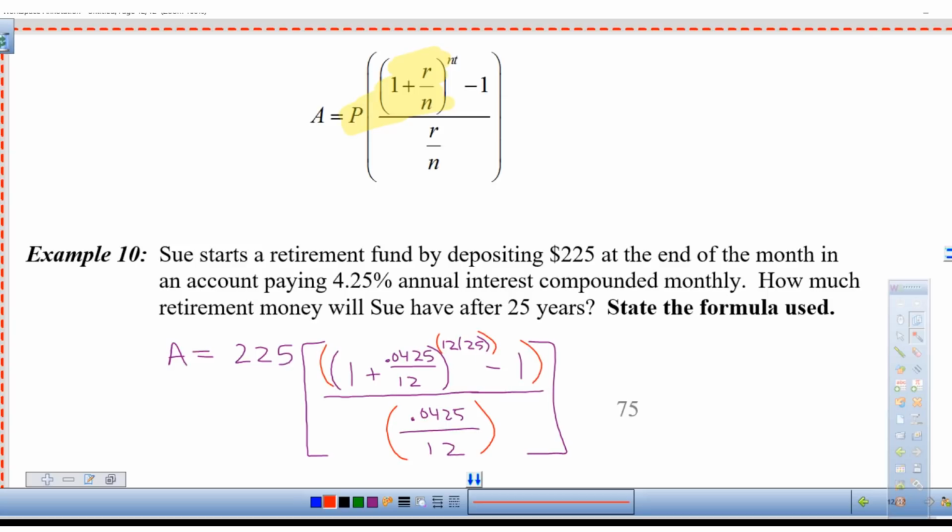Okay, now everybody look forward. Please don't touch your calculator. Watch my pen. This is easy to put in. Watch my pen. Don't touch your calculator. Watch. 225. Parenthesis, parenthesis, parenthesis. 1 plus 0.0425 divide 12. Close parenthesis, new parenthesis, 12 times 25. Close parenthesis, minus 1, close parenthesis. Divide parenthesis, 0.0425, divide 12, close parenthesis, close parenthesis.